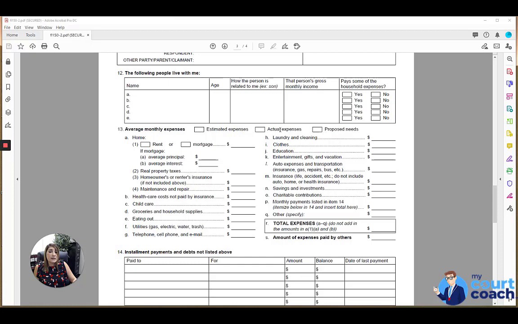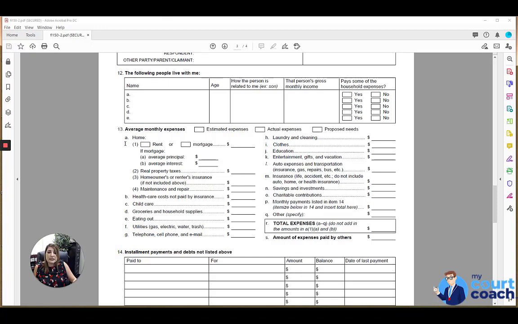If this request is for spousal support, if you are requesting spousal support for yourself, you would want to list your proposed needs instead, because you might be currently living with your spouse, and he or she is contributing to your expenses, but you at some point would like spousal support to be able to move out onto your own. So that's where the proposed needs comes in handy.